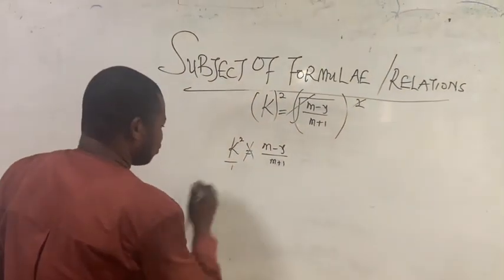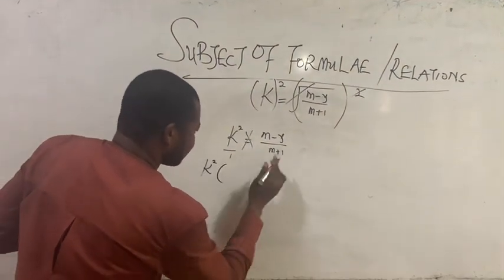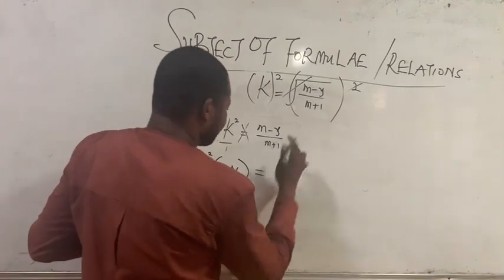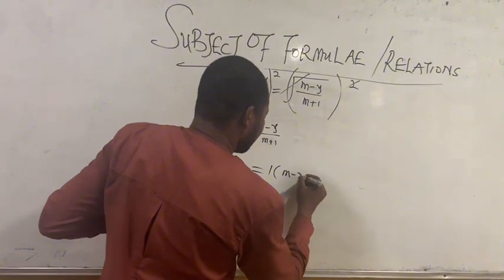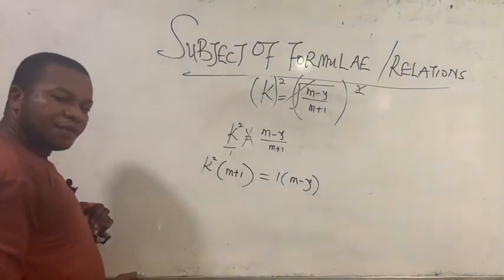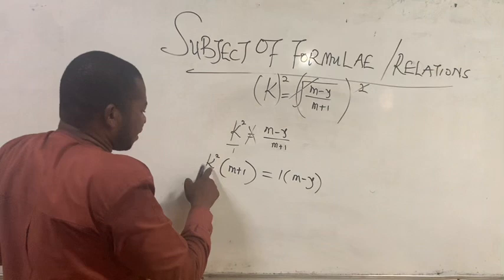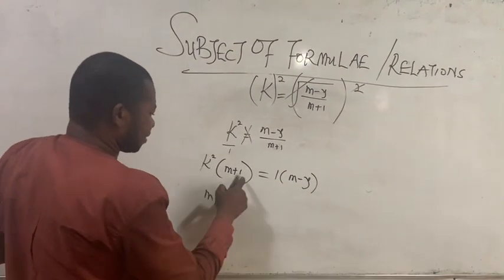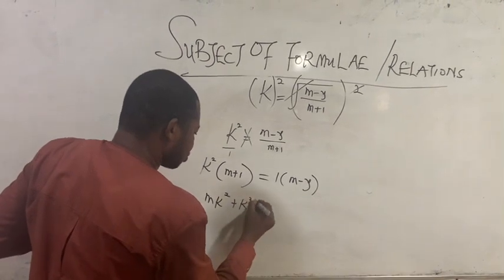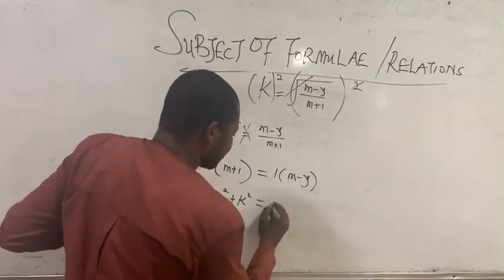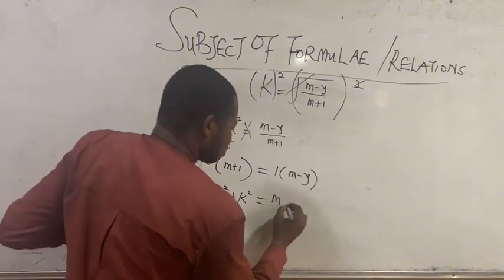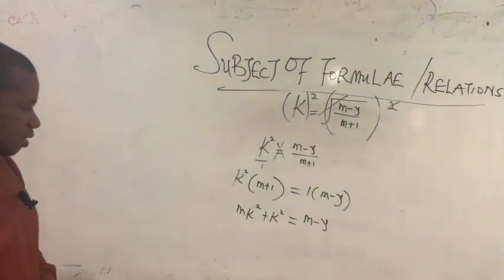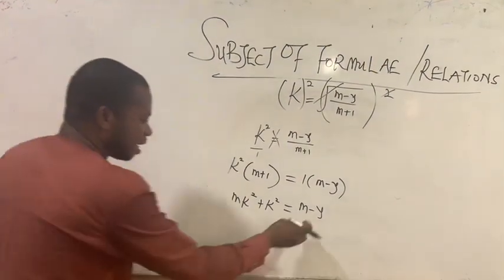Okay, now let's go. K squared is multiplying m plus 1 is equals to 1 is multiplying this, that is m minus 1. So by virtue of that, I'm going to have k squared times m, that is mk squared. K squared times 1, that is k squared. So it's equals to 1 times m is going to give me m. 1 times y minus y is going to give me minus y. Okay, don't forget, our interest here is actually m.